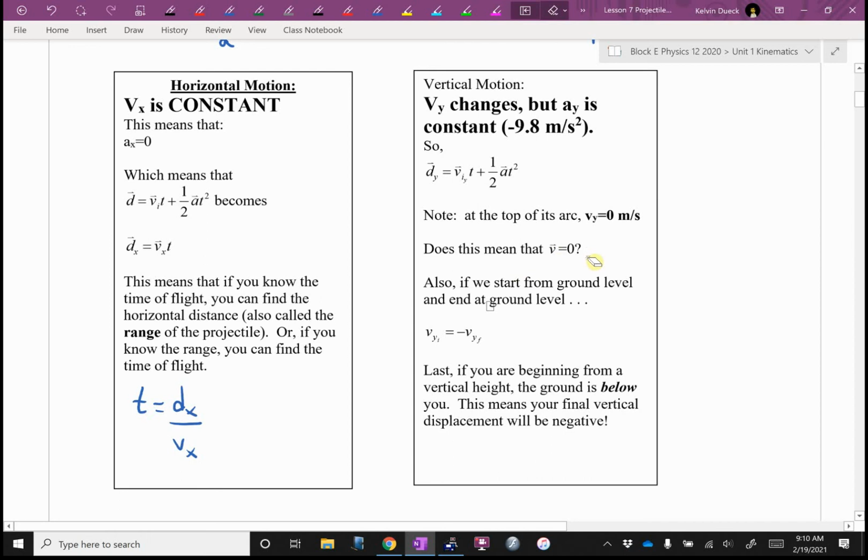Does this mean that the total velocity is 0 at the top of its arc? No. There is still Vx, right? But it does mean if they ever ask me, what's the total velocity at the top of the arc? Just find what Vx is and you're done. That's what the velocity is for that split second right there. Everywhere else, you'd be adding the two components together using Pythagoras to find the velocity at that location.